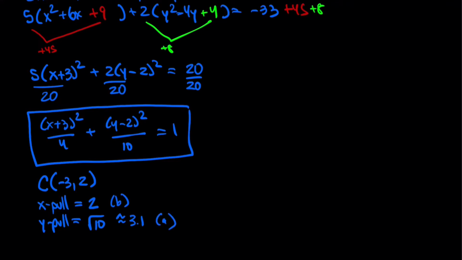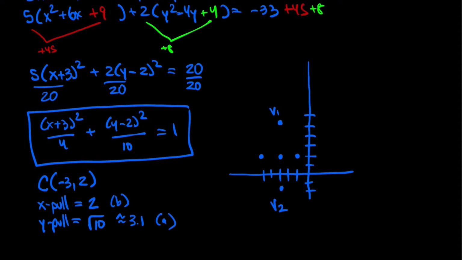So now I can start sketching this. Center is negative 3, 2. My x-pole is 2. So 1, 2, that direction, 1, 2, that direction. Now your y-pole is square root 10. For the purposes of our sketch, we're going to approximate that as 3.1. So from our center, we're going to go up 3.1, 3, 4. So I go just past 3. And that's going to be one vertex. And I go down 3.1. I'll be approximately there in my sketch. And that's going to be vertex 2.